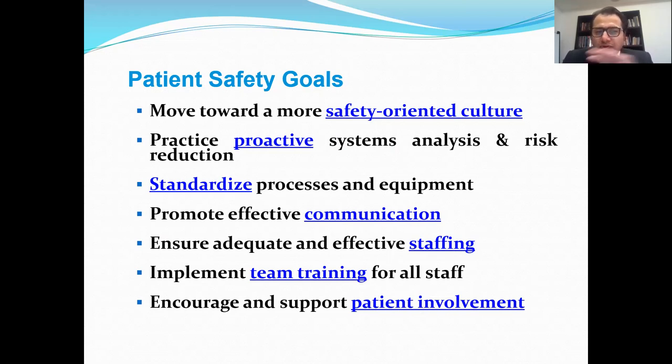If we move toward a culture where safety is really oriented within our Farabi center or within our healthcare organization, we will notice that we are talking about the international patient safety goals. If we want to minimize any expected error as a proactive system, we are going to talk about more effective communication among the staff, covering all verbal communication. If we want to assure our equipment and processes are standardized, we are talking about ISPG: promoting effective communication, staffing, team training, and also patient involvement, which takes a major part in our ISPG implementation.